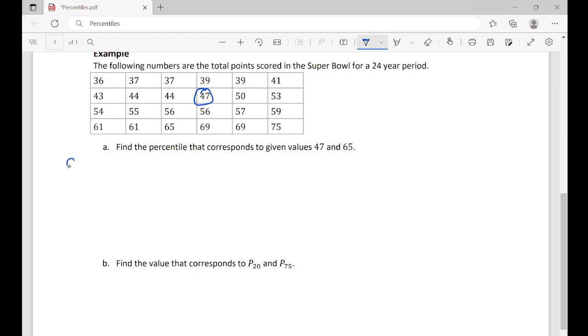So we can say that 9 divided by the total number, which is 24, and then we multiply by 100. When we do the arithmetic here, we get 37.5, which we round to the next whole number, so we say that this is 38. So this number, 47, is the 38th percentile.